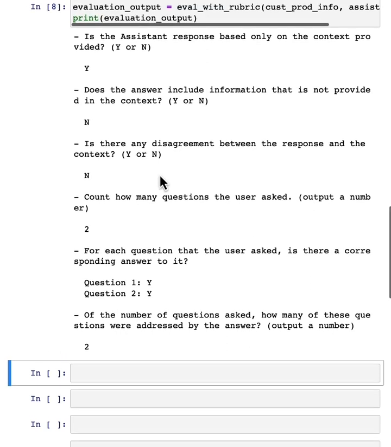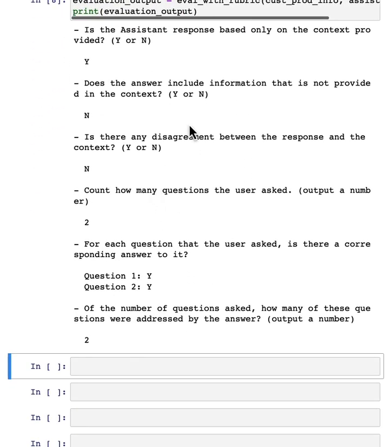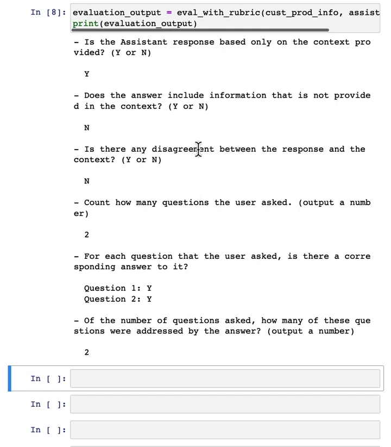And one note, here I'm using the GPT-3.5 Turbo model for this evaluation. For a more robust evaluation, it might be worth considering using GPT-4, because even if you deploy 3.5 Turbo in production and generate a lot of text, if your evaluation is a more sporadic exercise, then it may be prudent to pay for the somewhat more expensive GPT-4 API call to get a more rigorous evaluation of the output.